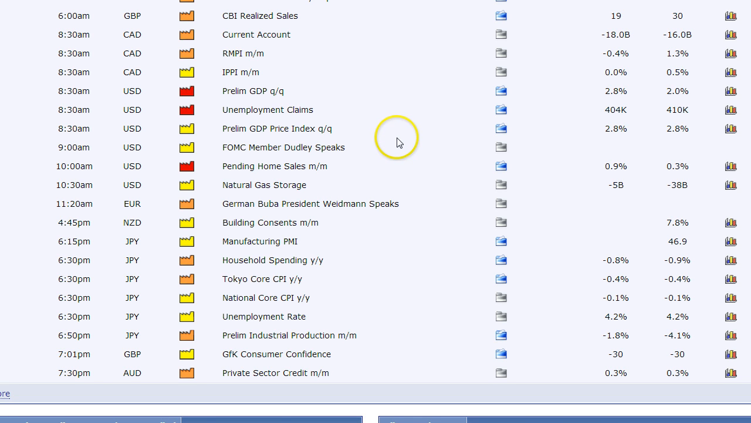And then later on, we have pending home sales, which is different than the announcement we had today. Okay, so keep in mind that 8:30 and 10 a.m. are both red tag U.S. dollar events, and we'll certainly want to pay attention to those as we're trading the New York session tomorrow.